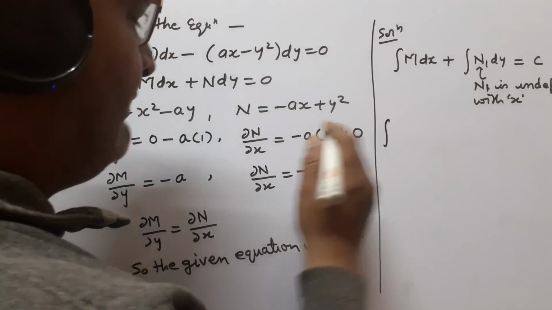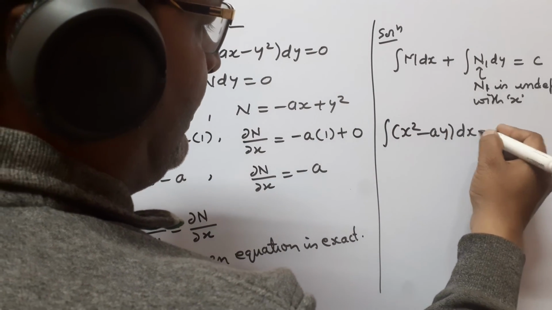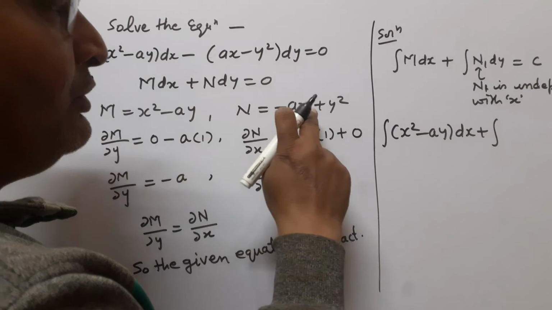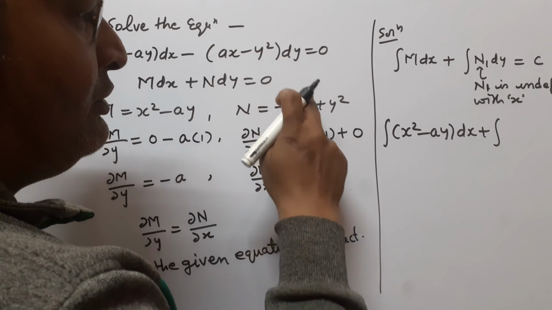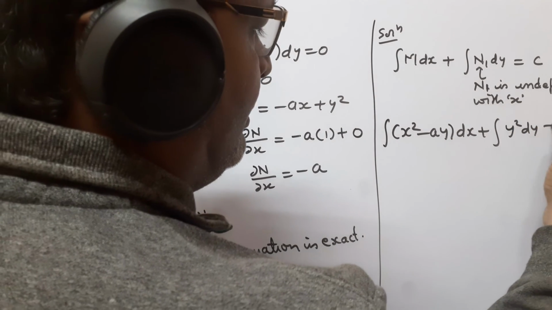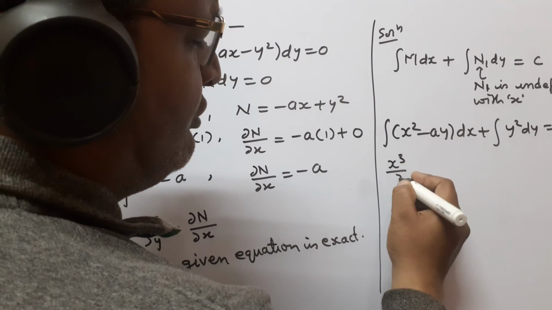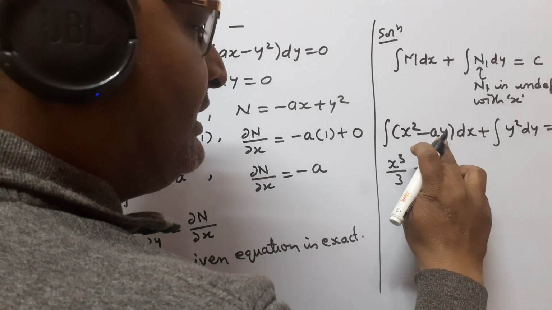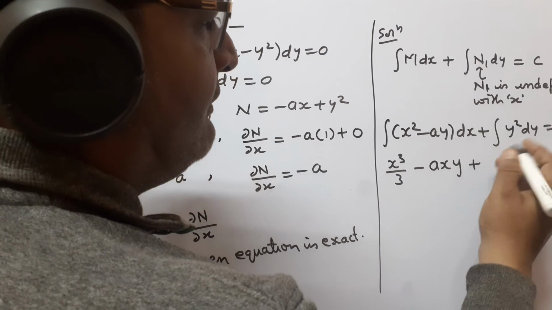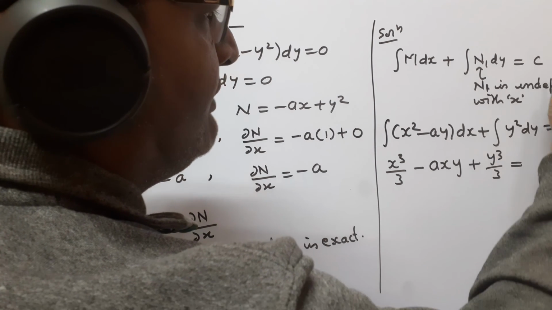Now we put here the value of M, that is x square minus ay, and here we put N1. So N1 we obtained from N. Here this is ax, so leave this term and take this y square. Now we integrate this x square with respect to x. So we get here x cube by 3. Here we integrate ay with respect to x. So we get here axy. Here we integrate y square. So we get y cube by 3, and taking here c1 as constant.